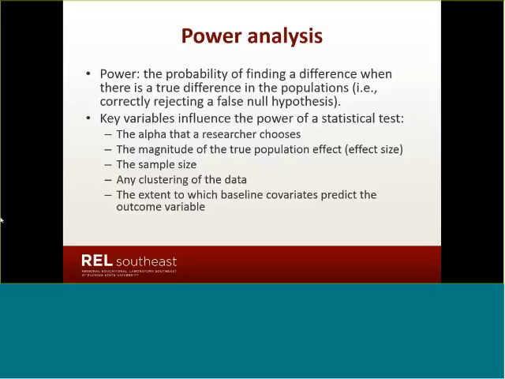So several variables influence the power of a statistical test, including the alpha level or significance level that a researcher chooses. The traditional level is 0.05, but it could be lower, and if it's lower, then it requires more power. Another factor is the magnitude of the true population effect, the sample size, whether you have clustering of the data, and the extent to which baseline covariates predict the outcome variable.